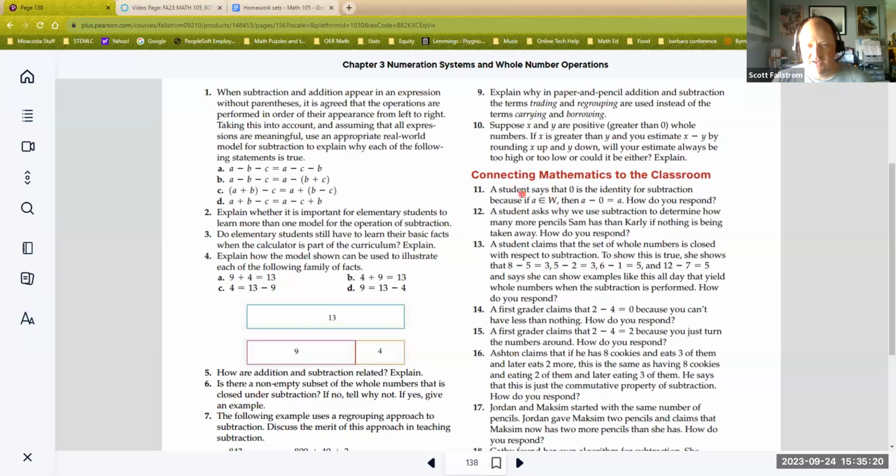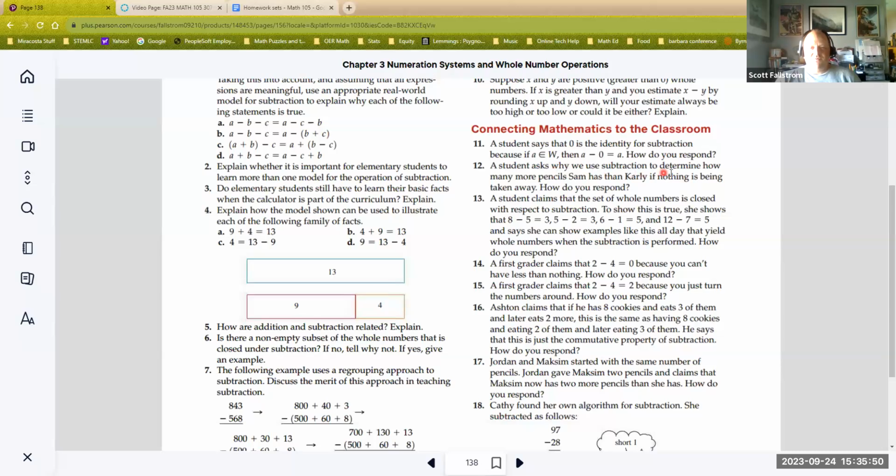Okay, let's see here. The student says 0 is the identity for subtraction because a minus 0 equals a. Great question, student, right? How would you respond? You might say, I need to remember what identity is for addition because we do have an identity for addition. Jump back a few pages in the book to section 3.2, find the identity for addition, and see if this meets that definition for subtraction.